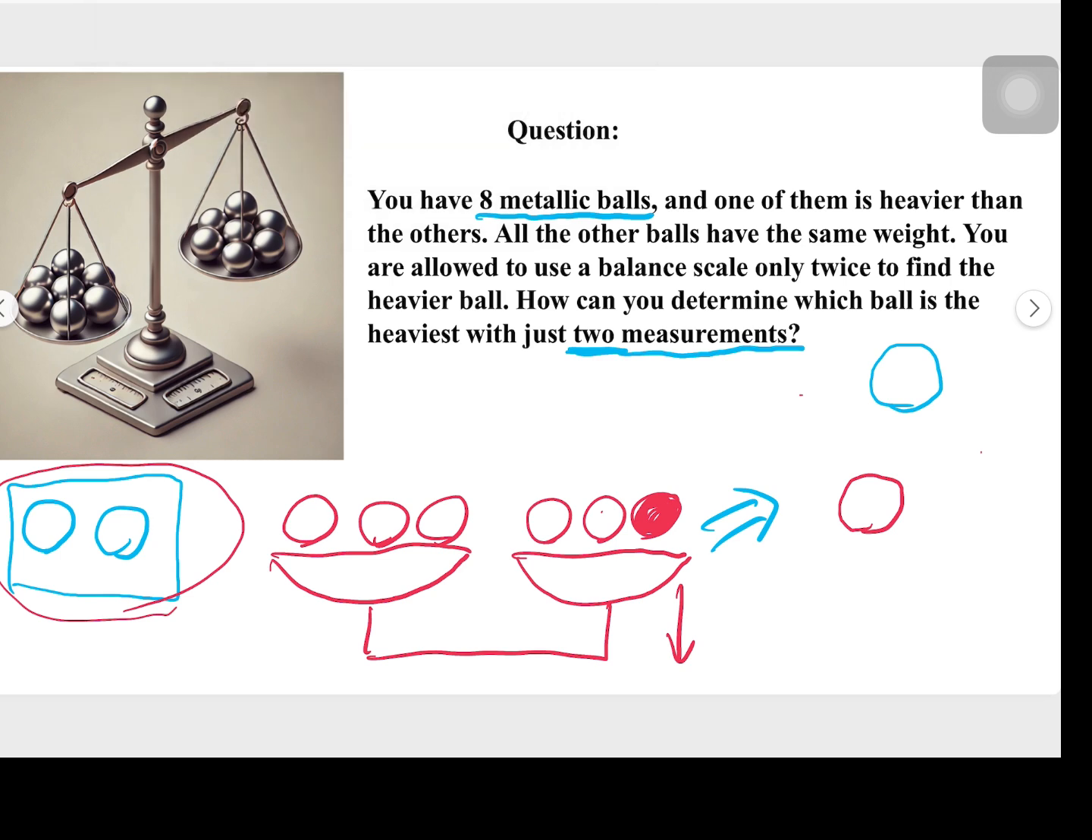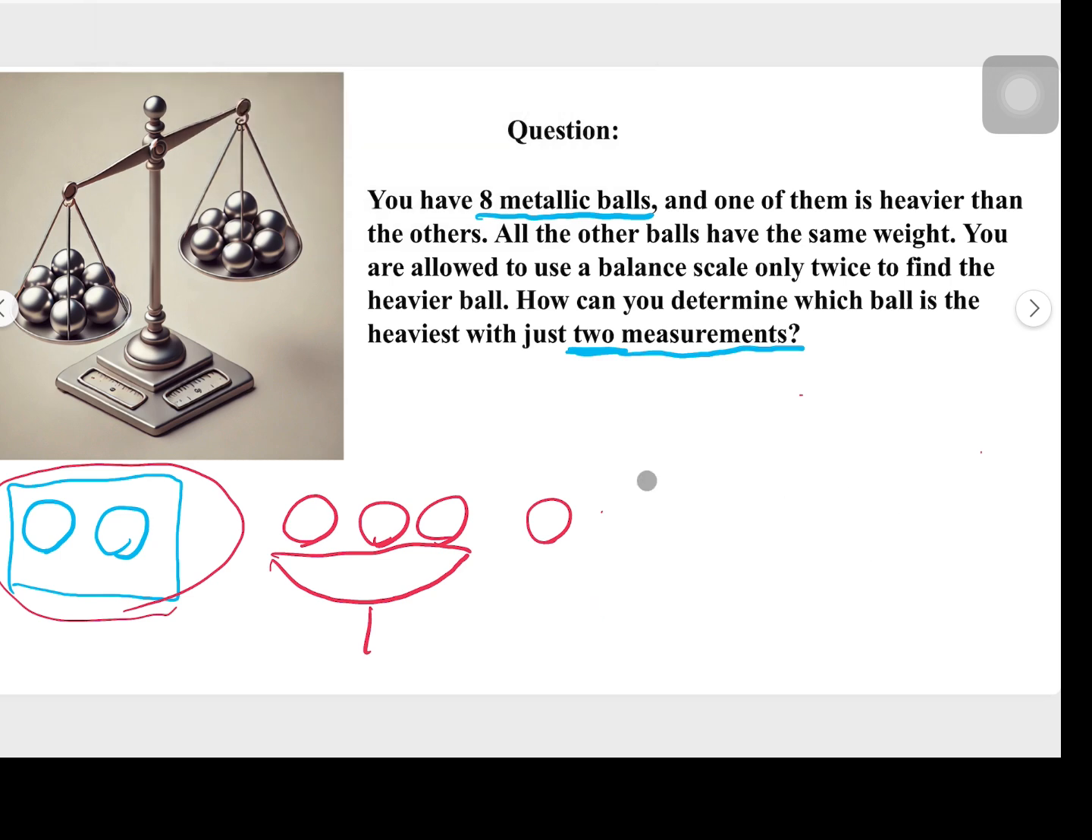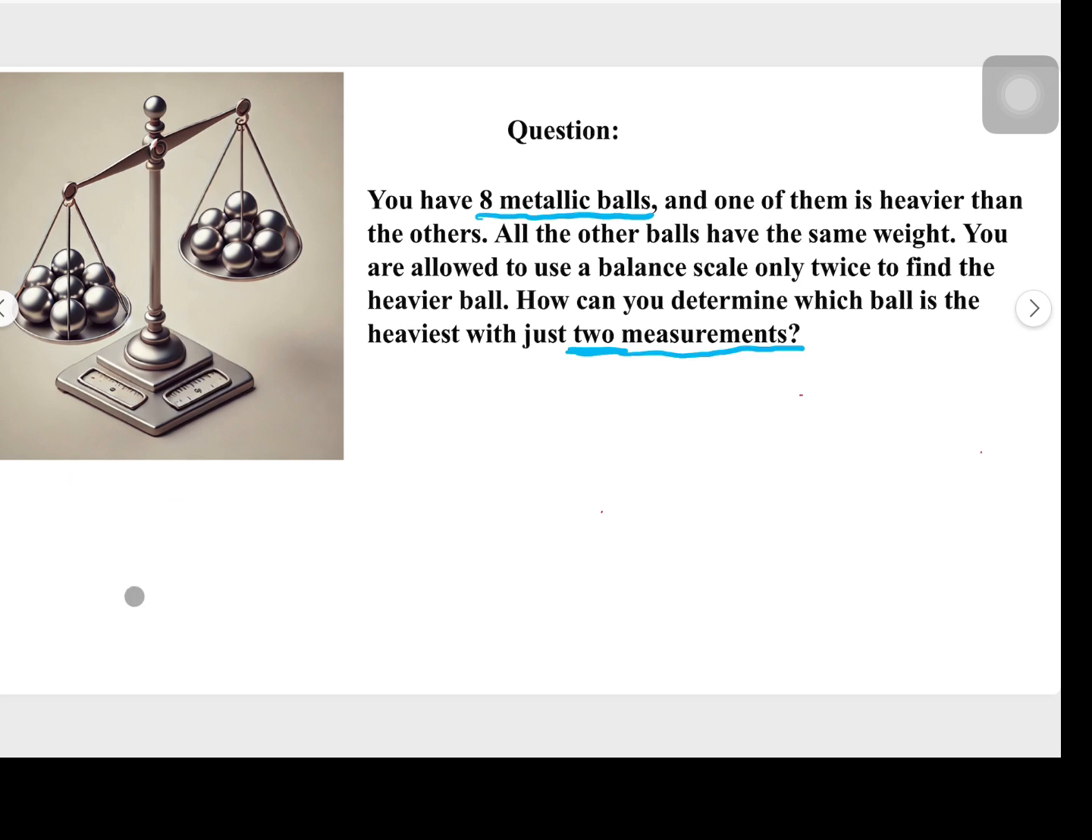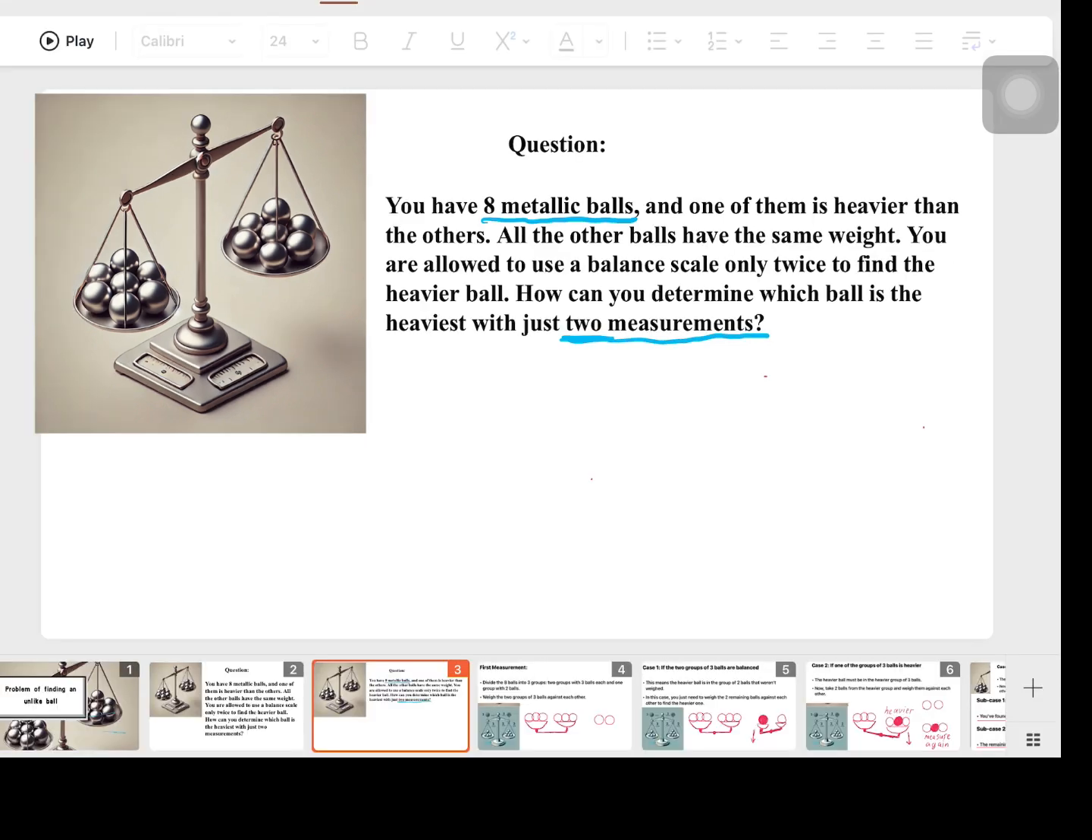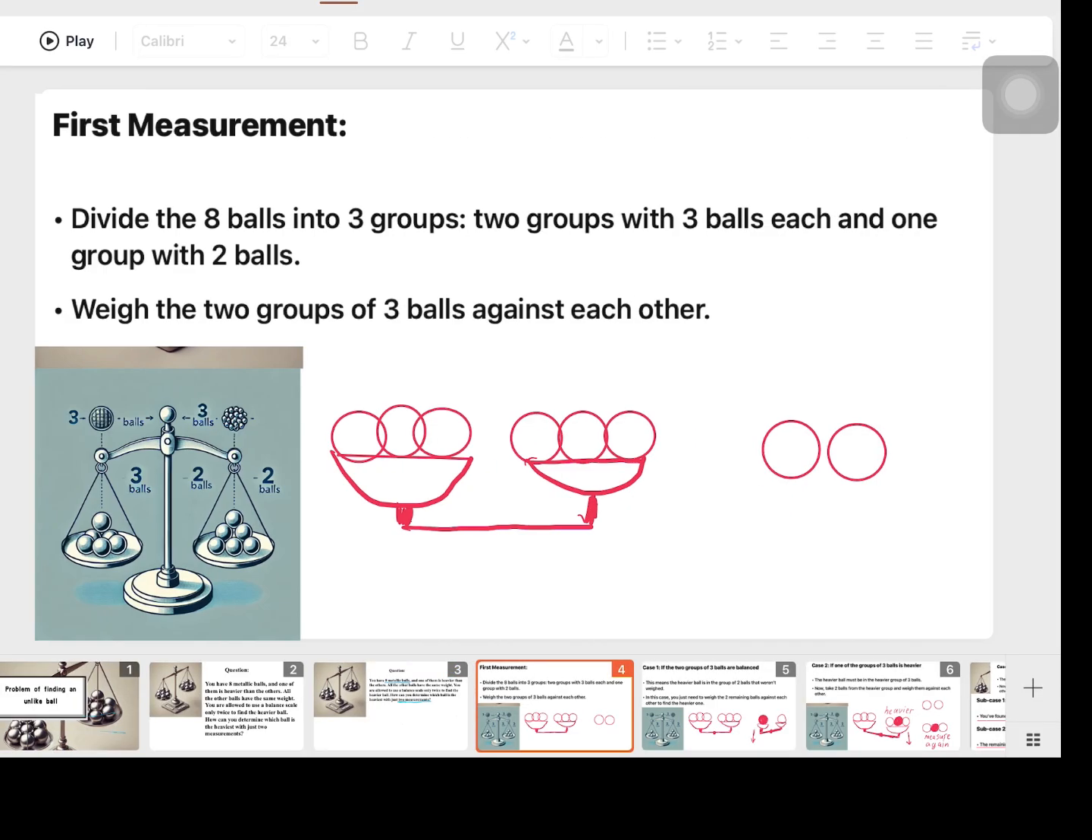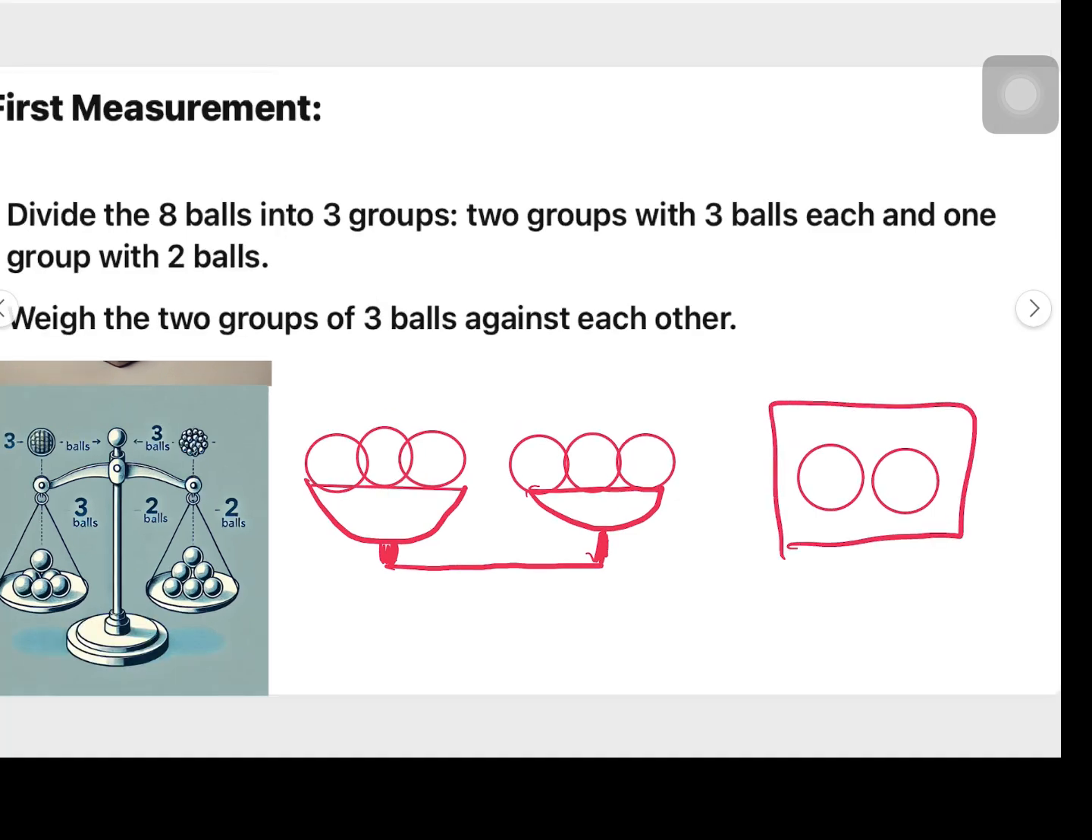So let's finalize the solution, how it would look. First measurement: divide the 8 balls into 3 groups, 2 groups with 3 balls each, and 1 group with 2 balls. Weigh the 2 groups of 3 balls against each other.